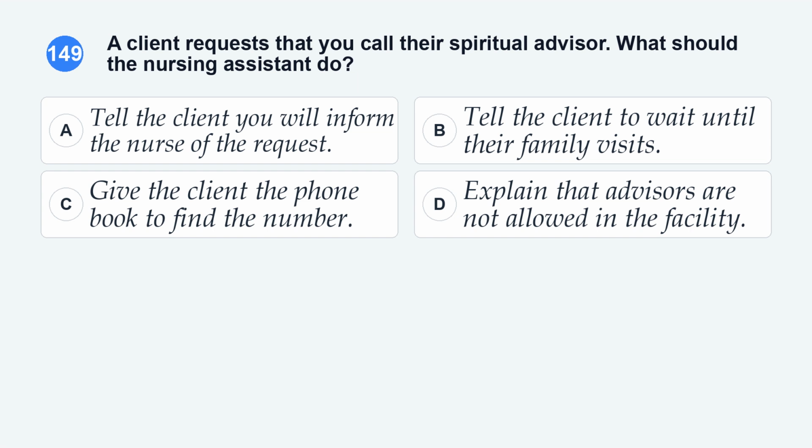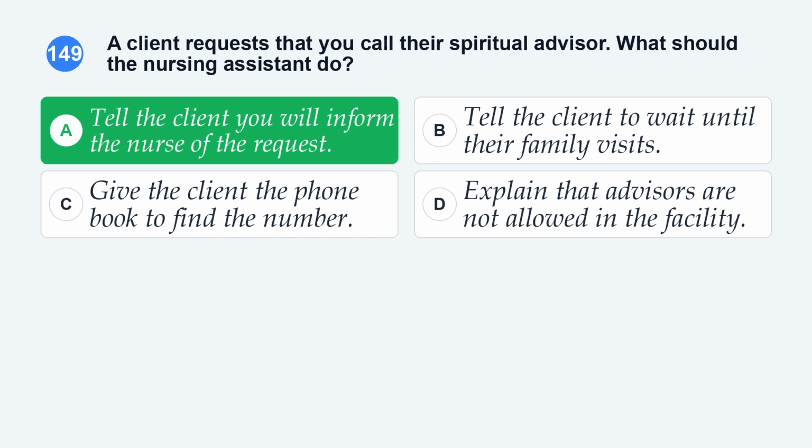Option A, tell the client you will inform the nurse of the request. Option B, tell the client to wait until their family visits. Option C, give the client the phone book to find the number. Option D, explain that advisors are not allowed in the facility.